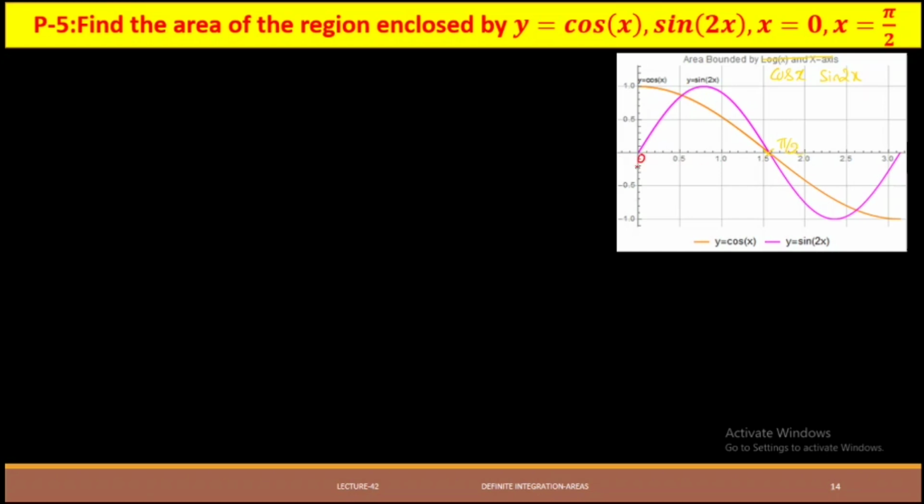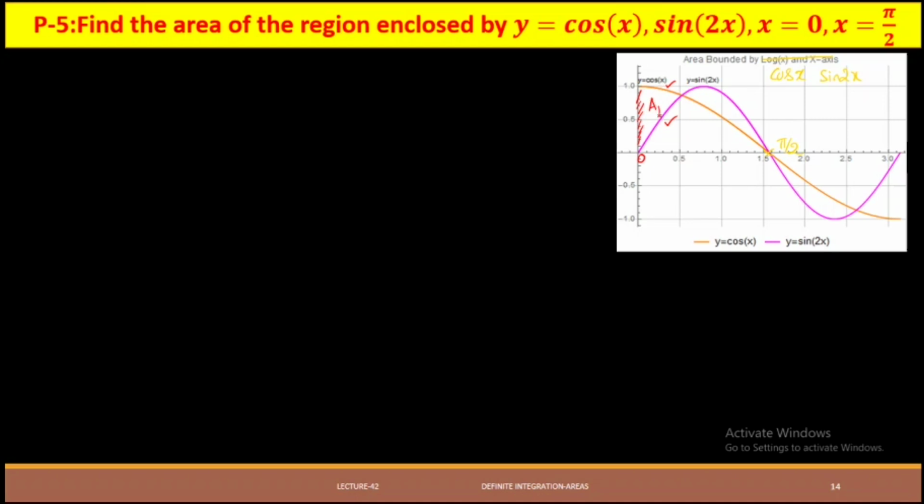And this is 0. x equal to 0 means this is the y-axis. Now we need to find the area of the region bounded by these curves, namely cos x and sin 2x. If you look at the curve cos x, this acts as a boundary, and sin 2x acts as a boundary, and this is the y-axis.